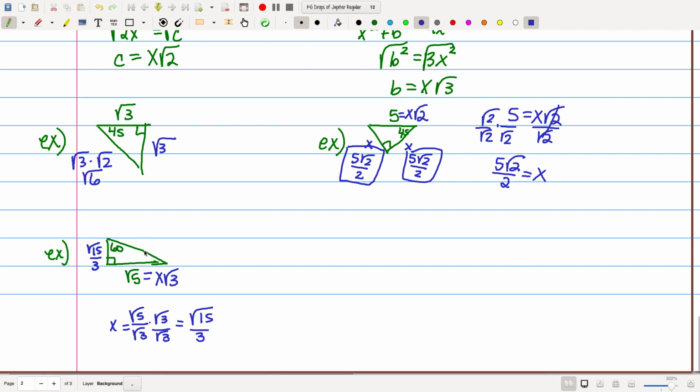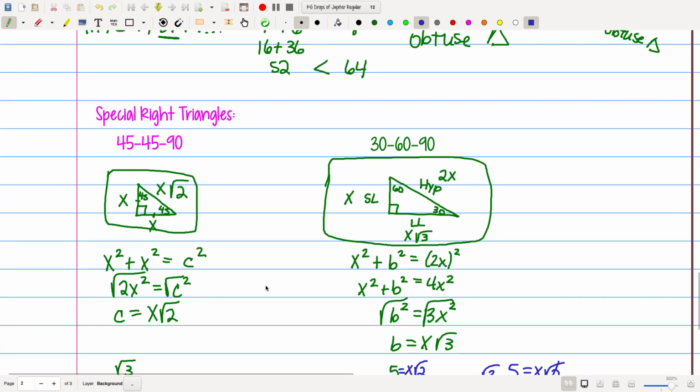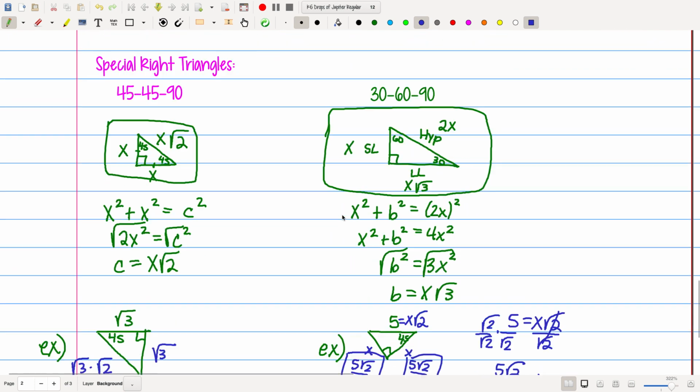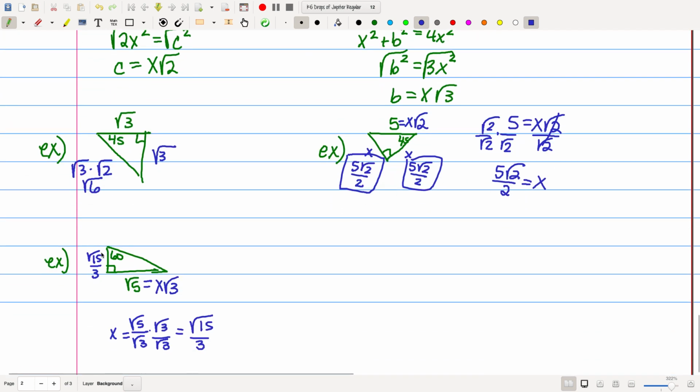Now remember, our hypotenuse, if I go back and look up here, my hypotenuse is whatever the short leg is, the x, times 2. It's twice as big. So I'm going to take square root of 15 over 3, and I'm going to multiply it by 2. So all I end up with is 2 square roots of 15 over 3. And again, make sure things are reduced. They won't reduce anymore. So my hypotenuse is 2 square roots of 15 over 3.